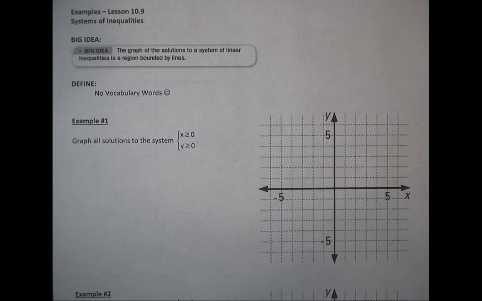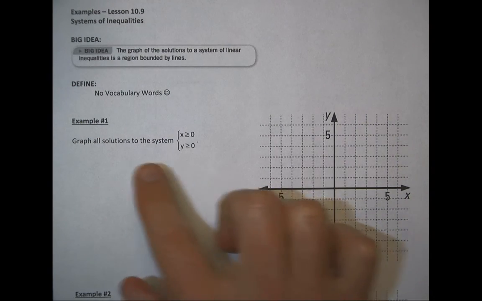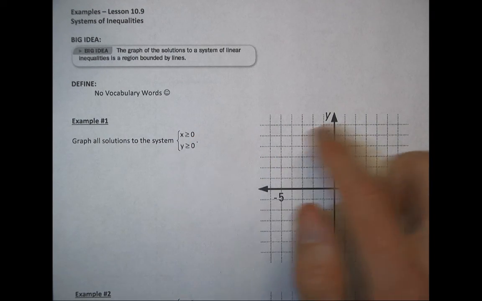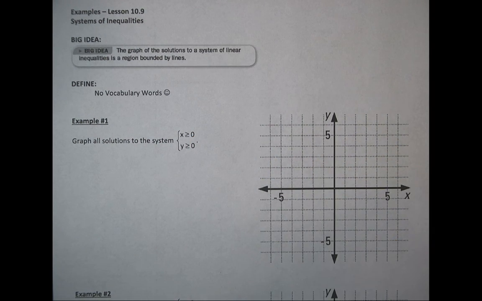So jumping into lesson 10.9, we've been looking at systems of equations, and now we're going to look at systems of inequalities. So we're going to look at our less thans and our greater thans. And so your big idea, the graph of the solutions to a system of linear inequalities, is a region bounded by the lines. And so we've already put inequalities like greater than or less than on a graph, and we had to shade part of the graph to represent the solution set.